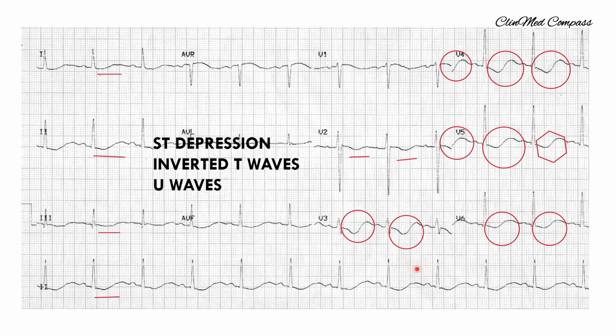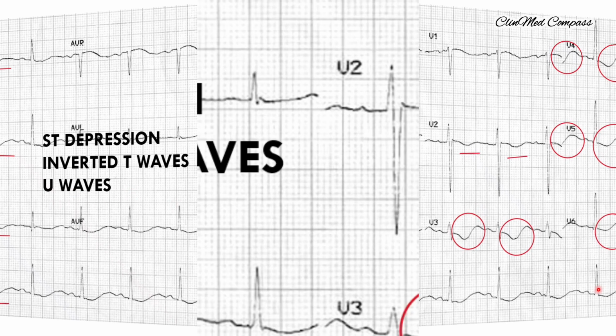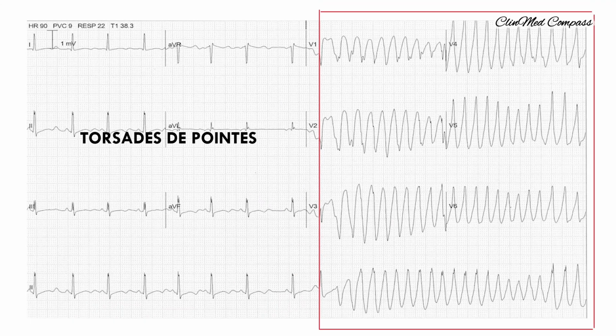So it's a slide that shows us the ST segment depression, the inverted T wave, and the U waves. This tracing is showing us torsades de pointes. You look at the ECG changes here.